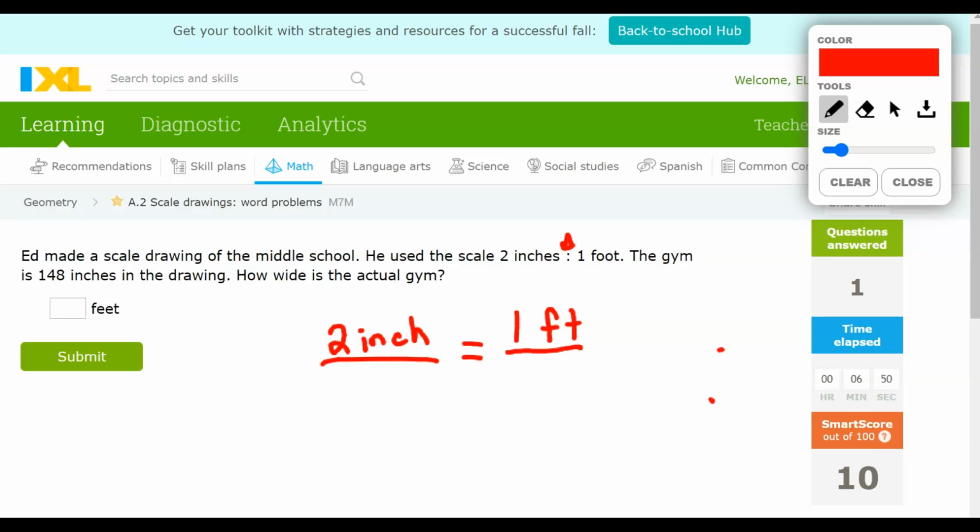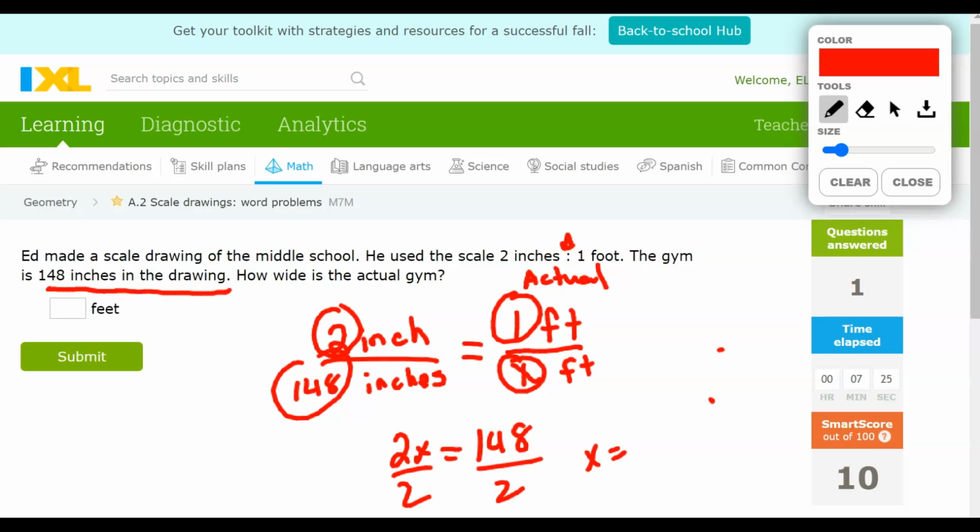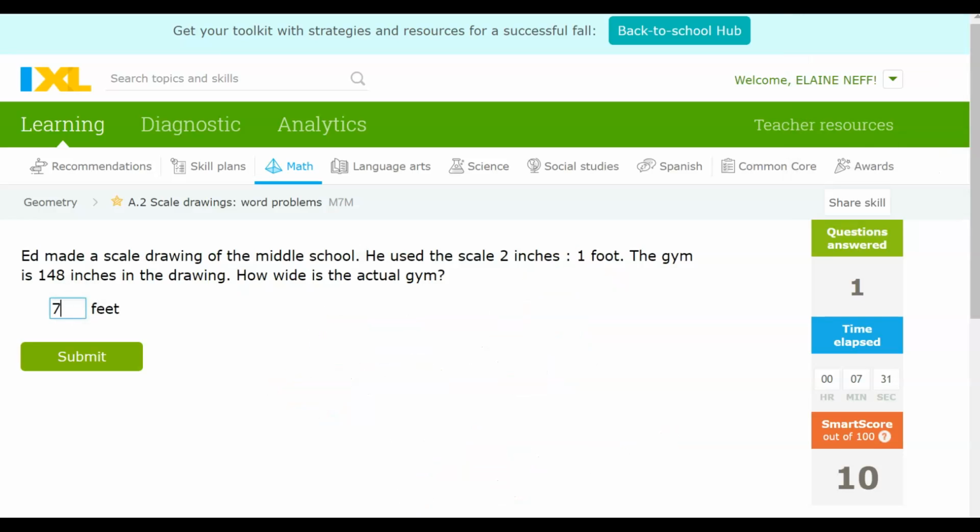The gym, the actual gym, remember this is the bigger one. This is the actual. This is going to be 148 inches in the drawing. So I'm going to keep the inches over here. Now this is 148, and it looks like this is what we're trying to solve. Okay, and so I'm going to go ahead and get rid of the whole idea of the units. It's just 2 times x, and it's 1 times 148. Divide everything by 2. You have x equals 74 feet.